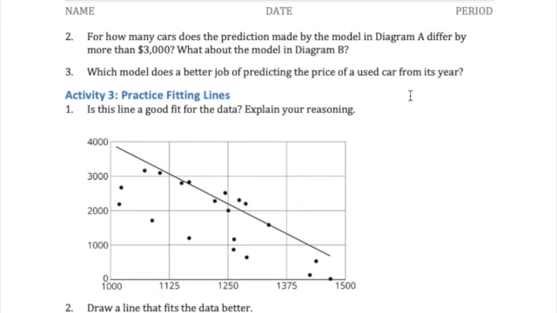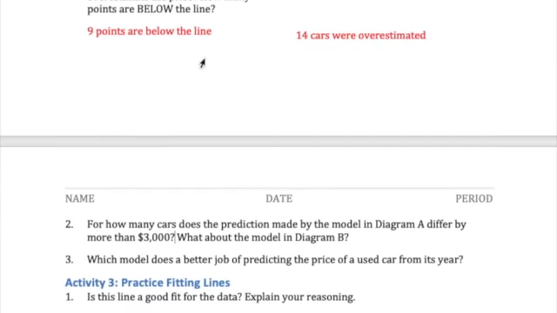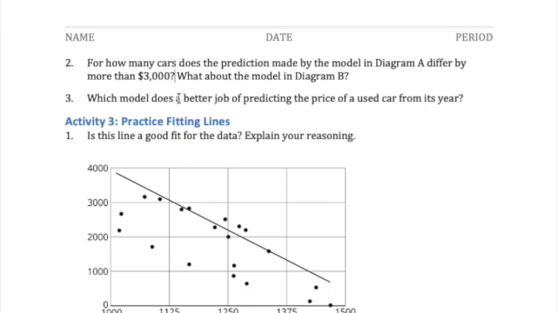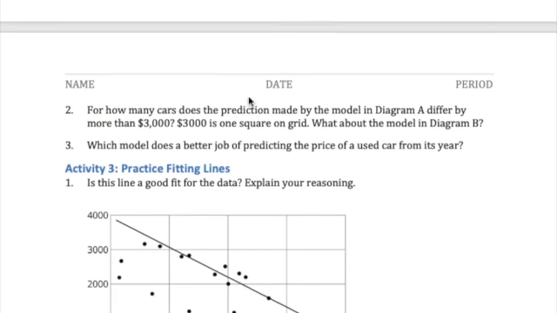Okay, let's see. Question 2, how many cars does the prediction made by the model in diagram A differ by more than $3,000? And how about diagram B? So $3,000 is 1 square on the grid. So how many cars are farther away from the line than 1 grid box?